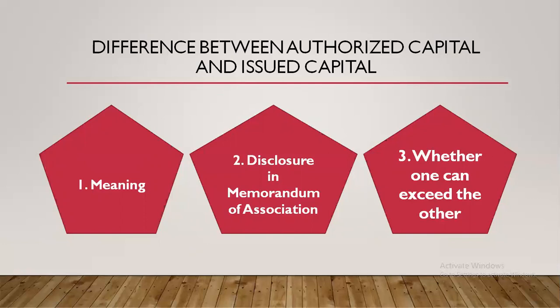Now, disclosure in the memorandum of association. Authorized capital is stated in the memorandum of association, but issued capital is not stated in the memorandum of association. Next is whether one can exceed the other. Authorized capital is equal to or more than the issued capital, but issued capital is equal to or less than the authorized capital.